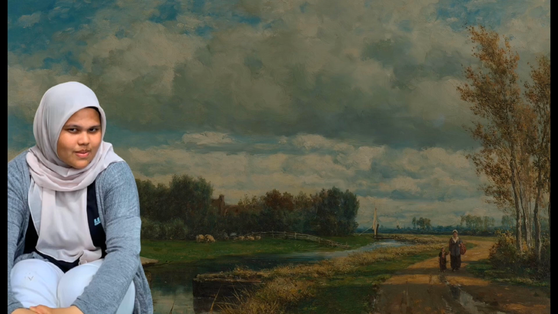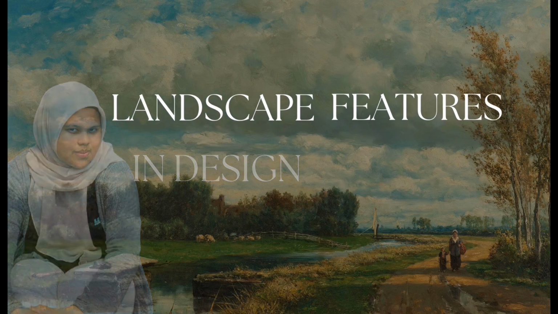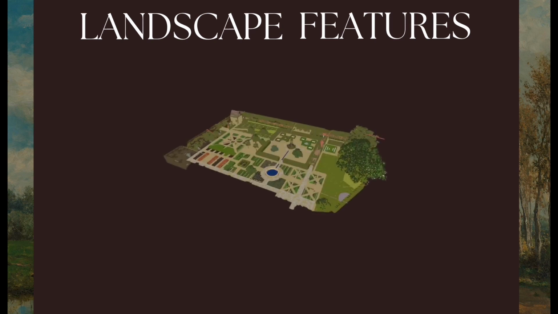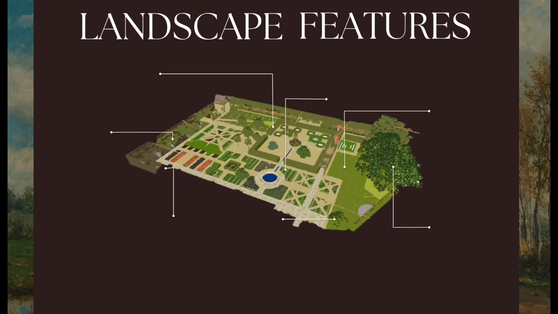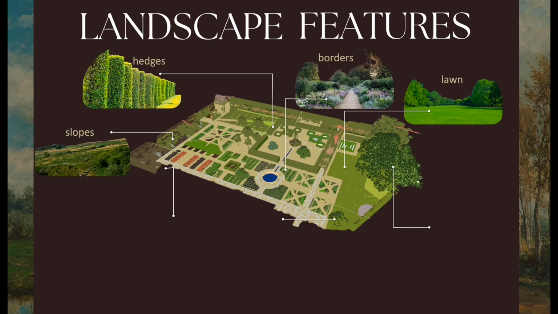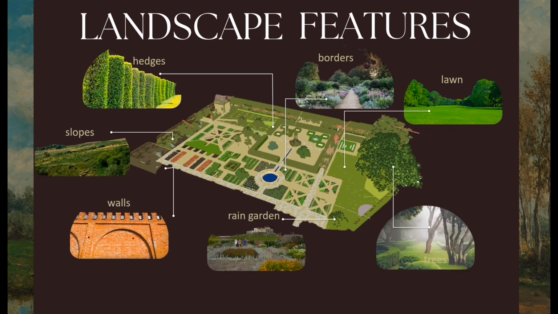I'm going to present about the landscape features in castle garden design. The landscape features in walled garden designs are hedges, borders, lawns, slopes, walls, rain gardens, and trees.